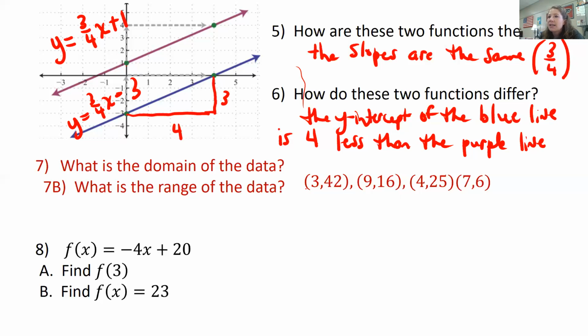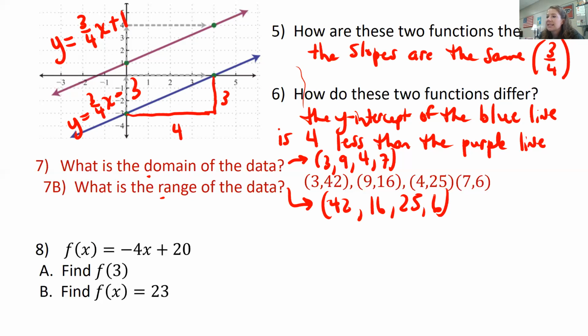Okay? All right, number 7, the domain and the range. So D and R are in alphabetical order. So are X and Y. So the domain are the X values. So for the top one on number 7, what is the domain? It's 3, 9, 4, and 7. And then what is the range of this data? We got 42, 16, 25, and 6.